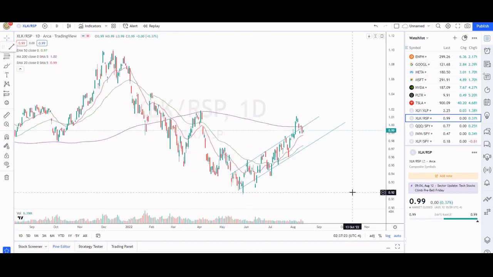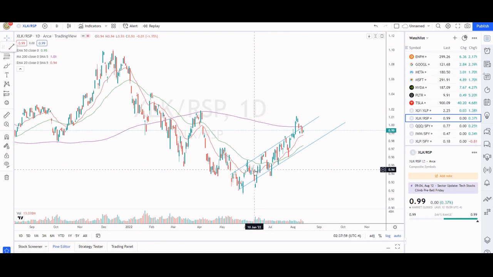Alright, another chart is XLK to RSP. XLK being information technology, so you have names like Apple, Microsoft, Nvidia, and the like. And then RSP is the S&P 500 equally weighted. Essentially, all the sectors are equally weighted, so it sees how information technology is doing relative to the other sectors in the market. And again, technology, similar to QQQ to SPY, has been outperforming for the time being until it tells us something otherwise.